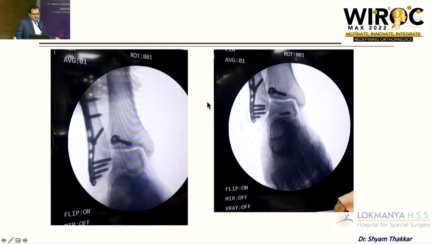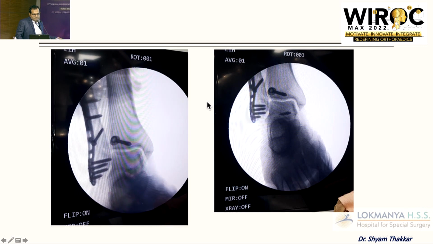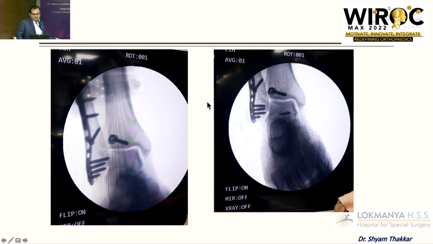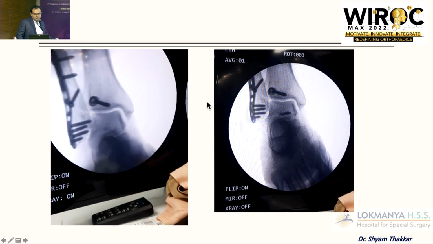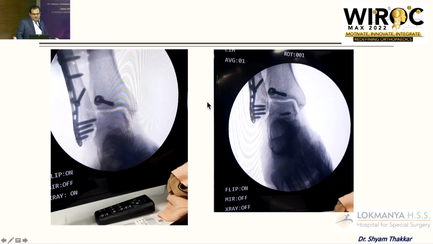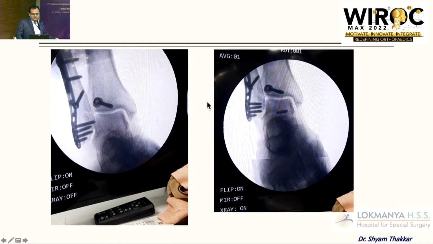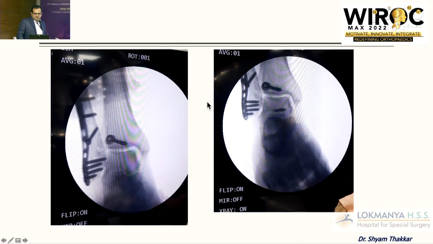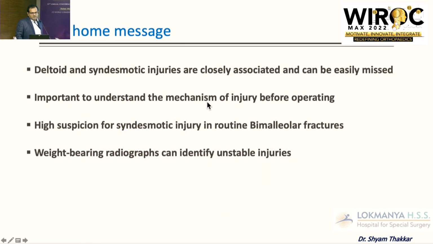So this was one case where we repaired the posterior malleolus, but still there was opening, and with the hook test there was no widening of the syndesmosis. Then we went on medially and we found that the deltoid was injured. So after repair, it is important to look for both syndesmosis as well as deltoid. So take home message, deltoid and syndesmosis are closely associated.